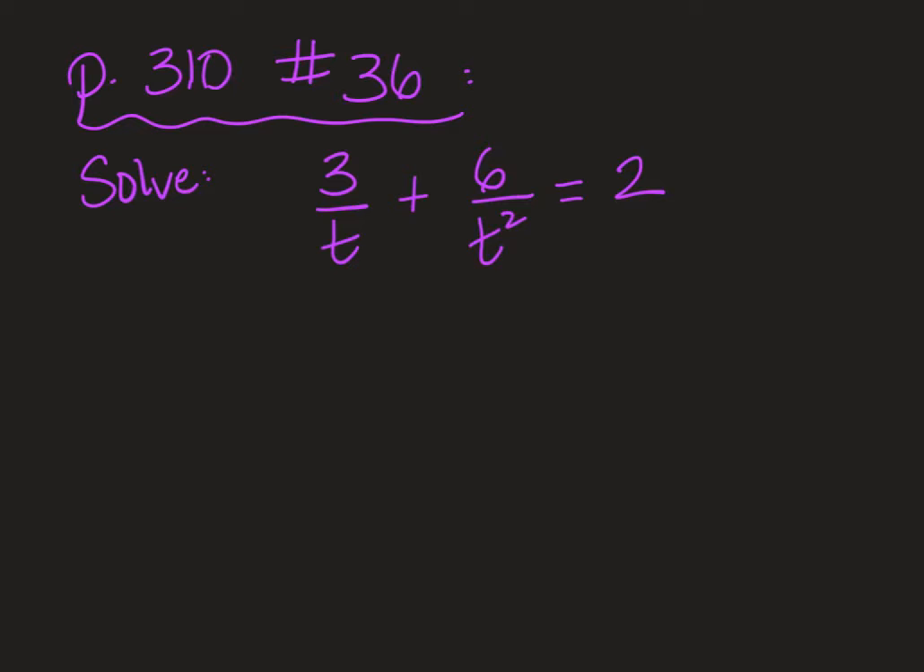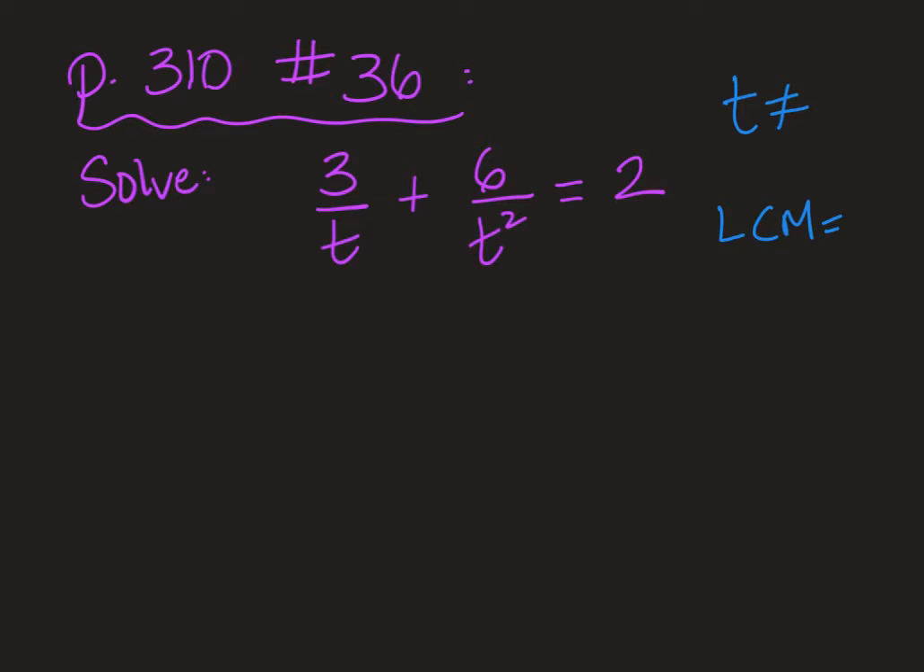So we've got number 36 here. We've got a rational that has a t and a t squared in the denominator. So I'm going to go ahead and say what t is not allowed to be, and let's pick out our LCM. This is another one where there's nothing that has to be factored in our denominators. So we're ready to do these two steps now.